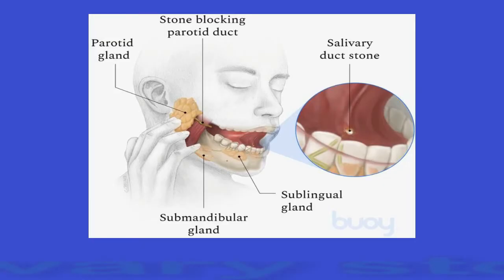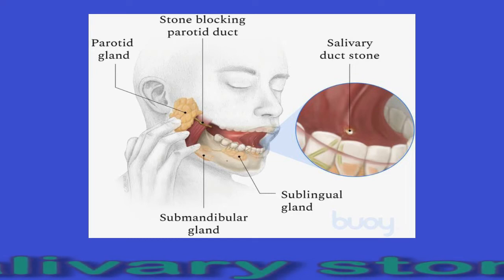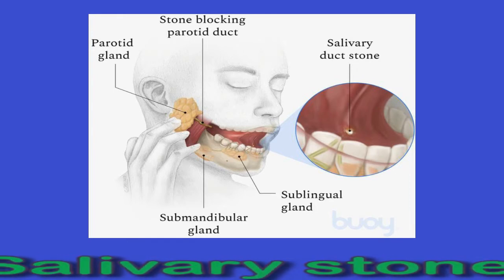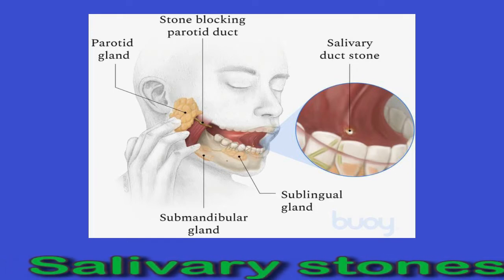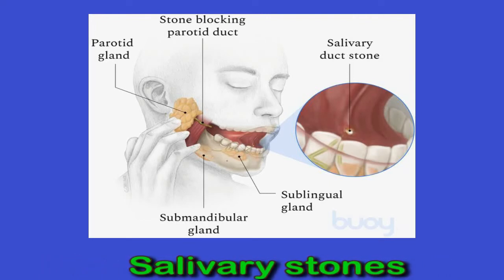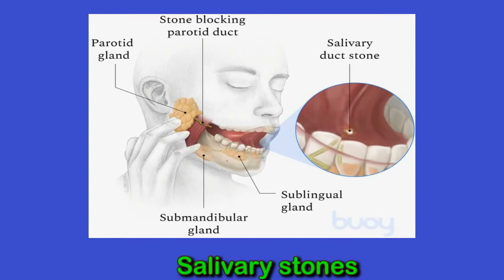Salivary stones. Salivary stones are calcium deposits that form in the salivary glands. Another name for this issue is sialolithiasis. Salivary stones most commonly affect people aged 30 to 60 and are more common in males. The exact cause of salivary stones remains unknown. However, they can form when bacteria and food particles enter the salivary glands.